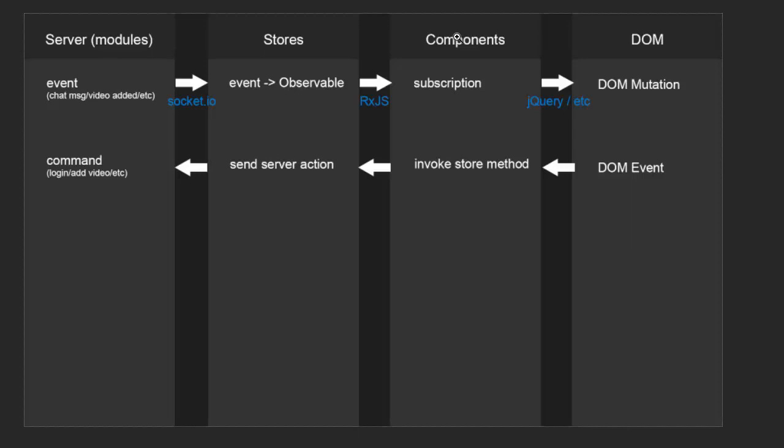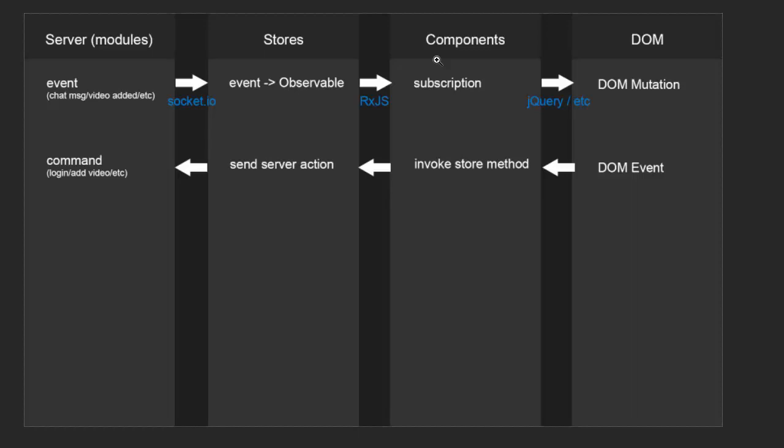I mean, you could say that this looks essentially like an MVC pattern. We have our model, which is the stores, which is controlled by our server. We have our V, which is our components, but we don't really have a C. There's no real big orchestrator between the model and the view in this particular case.